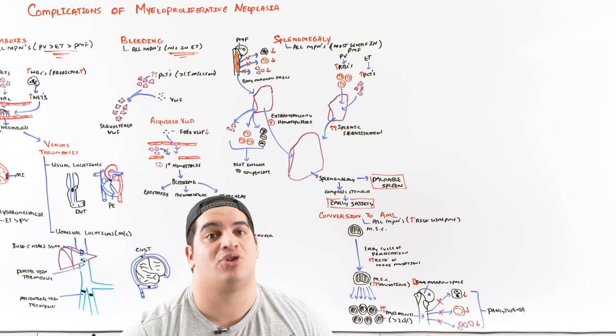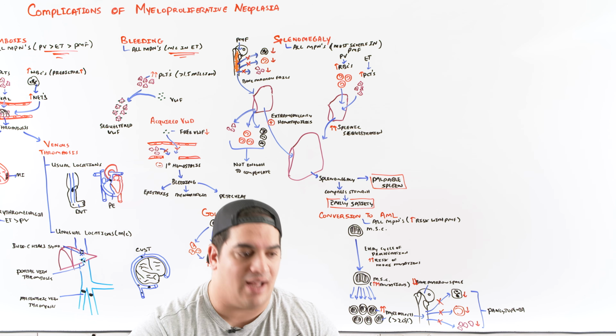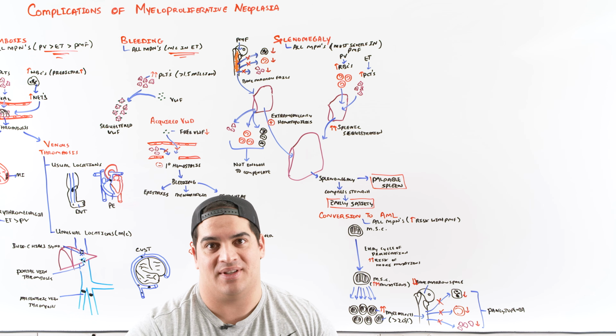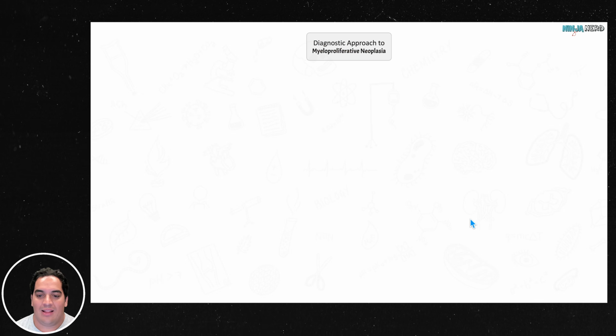And I know it may seem stressful, but I think we have a good diagram that can help us understand a lot of these topics that we've discussed. So let's check out the diagnostic approach. A lot of the times this stuff might be incidentally found during getting blood work.